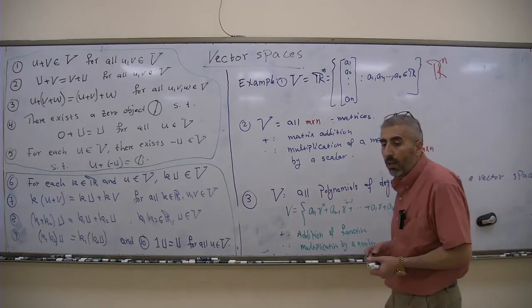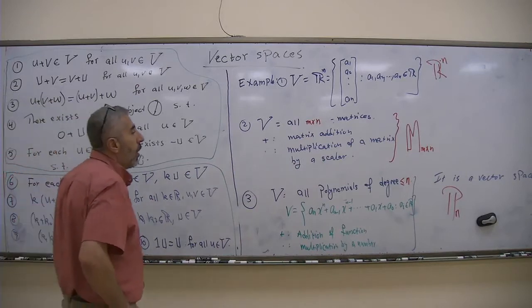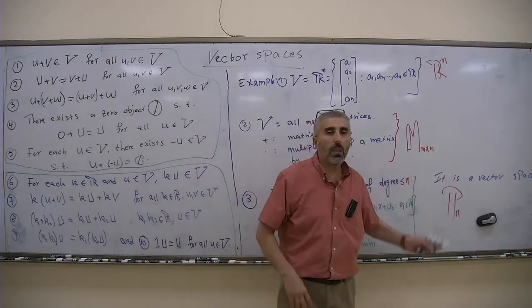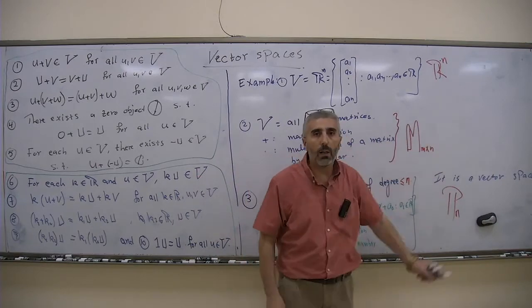So here you have another family of vector spaces. It is called Pn. Those vector spaces, we are going to keep using them. So you need to keep this notation in your mind. M, P, R. Okay?